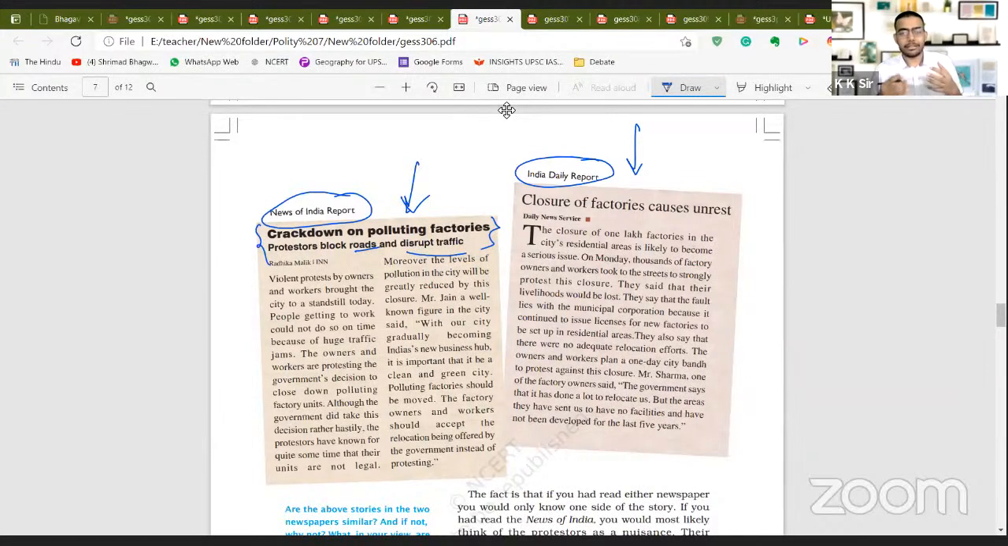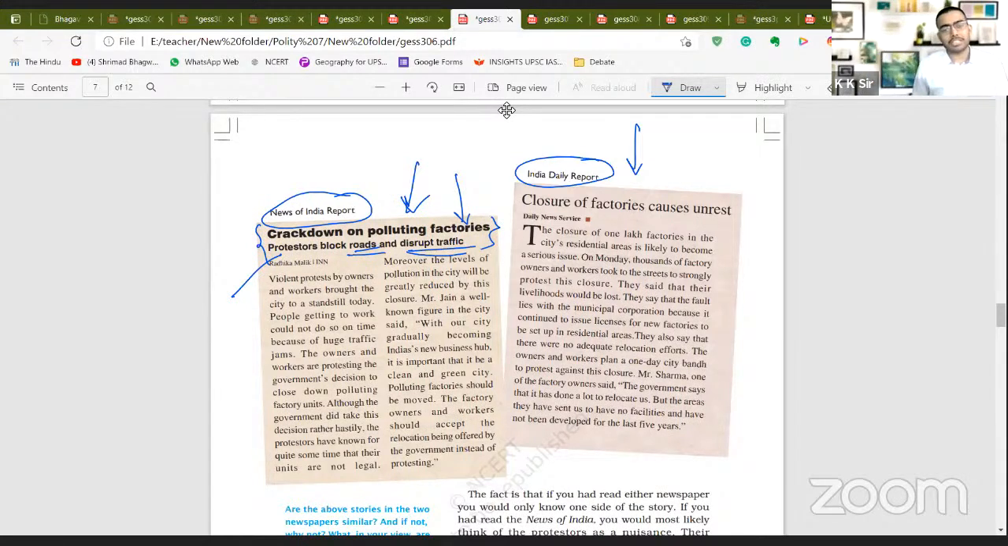पढ़ के ऐसा लग रहा है? The understanding that you are getting is that these protesters are very bad people. They are blocking roads and disrupting the traffic. And the government is very nice because this government is cracking down on polluting factories. Cracking down means trying to stop, prevent, lock. So the government is stopping these polluting factories.